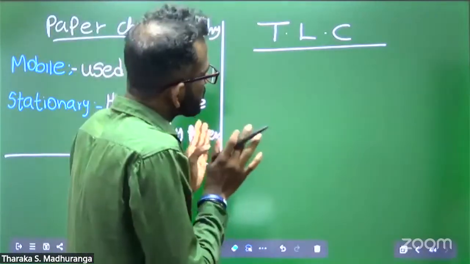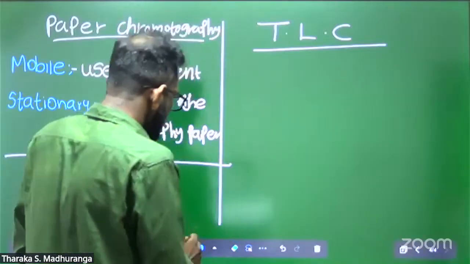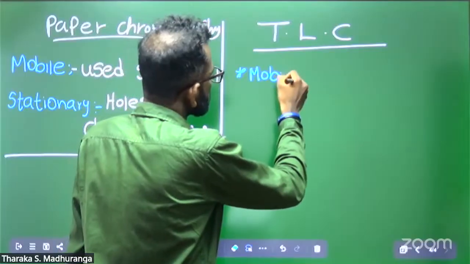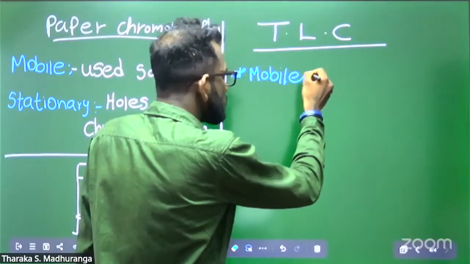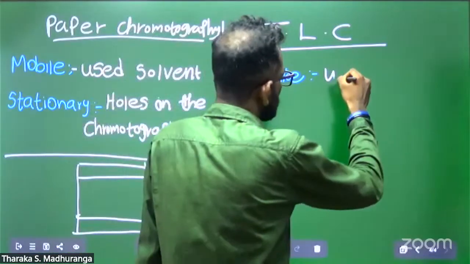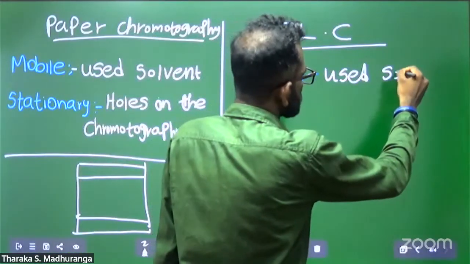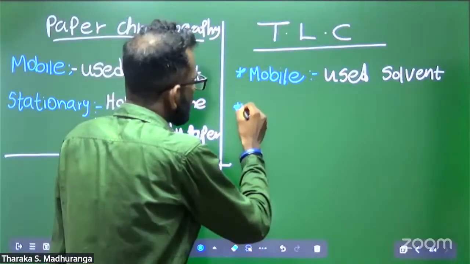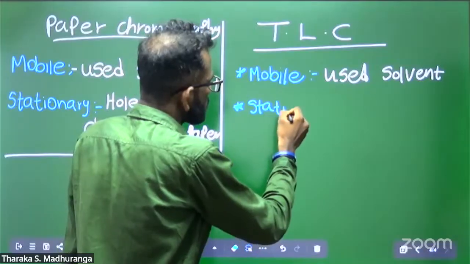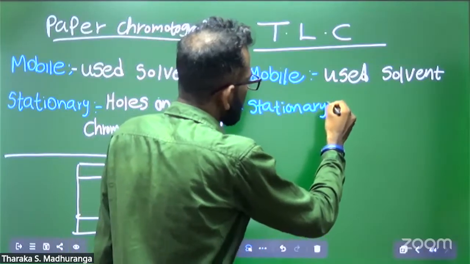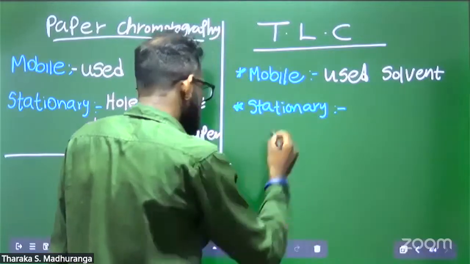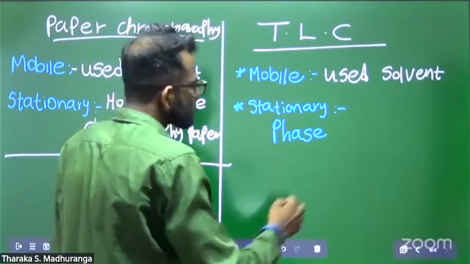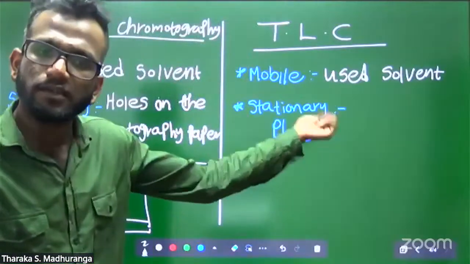Okay. In the thin layer chromatography method, the mobile phase is not changing. The mobile phase is the used solvent. The stationary phase, what do you think? What is the stationary phase in thin layer chromatography?